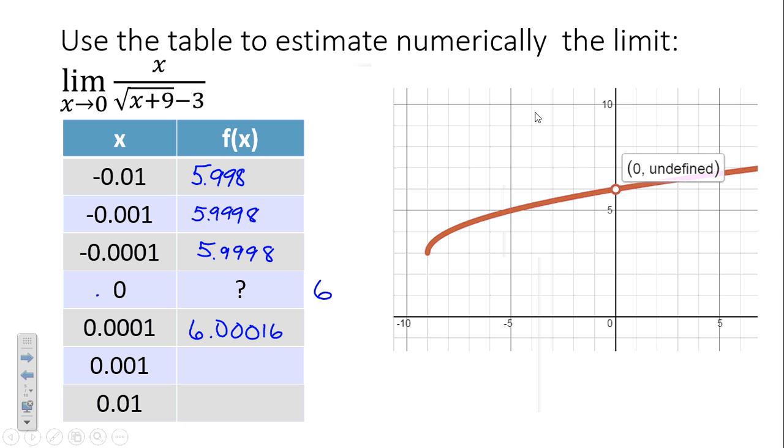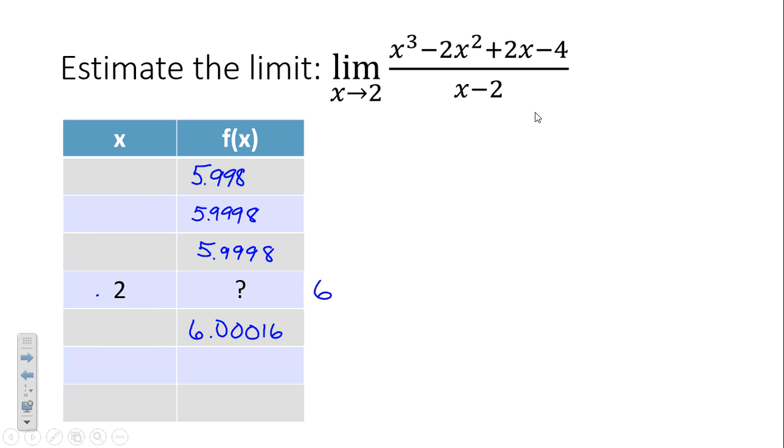Okay, so we see that it was undefined at this particular point, but from the left it's approaching 6, from the right it's approaching 6, so we say that that limit exists and the limit is 6. Make sense? Okay. Function doesn't exist at that point, but the limit does. Okay, so here comes another one. What happens if we plug 2 in? Undefined, the denominator's undefined.